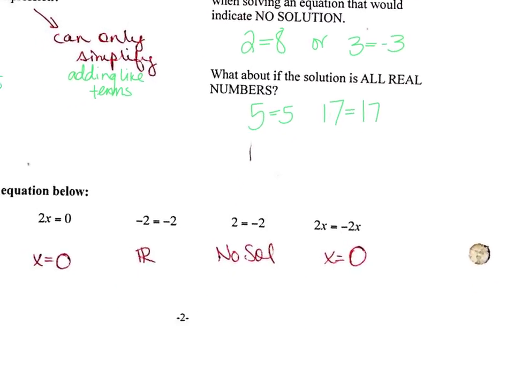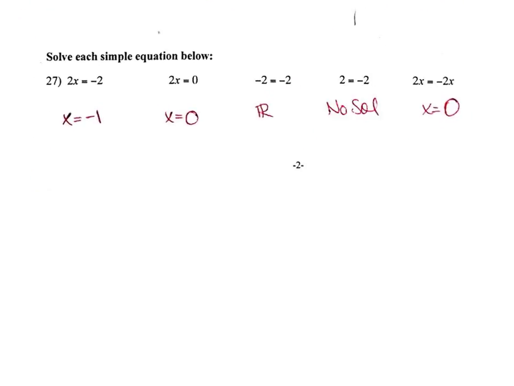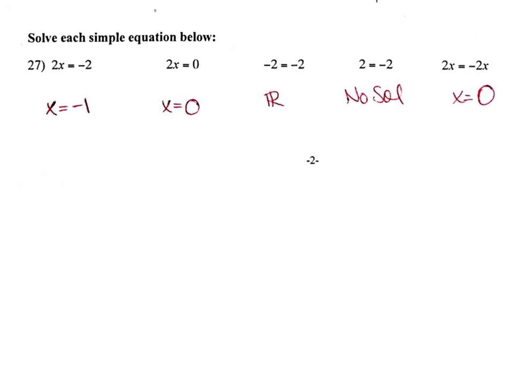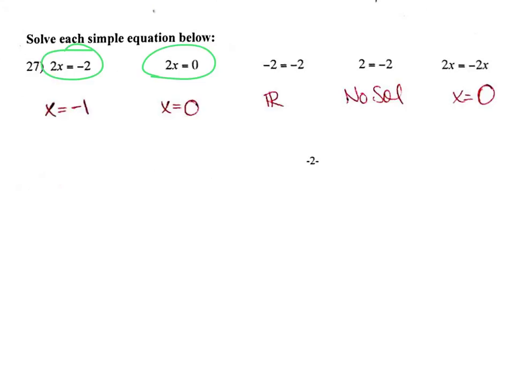And our last question down here at the bottom is really just to compare the differences between these two. And you will have a question like this on your test tomorrow. So anytime that you have an x, you have to be able to get an answer, right? You should end up with like x equals something. So in the first one, we just divided by 2 to get x equals negative 1. In the second one, we divide by 2. 0 divided by 2 is 0.